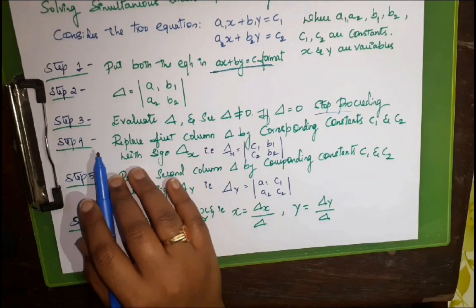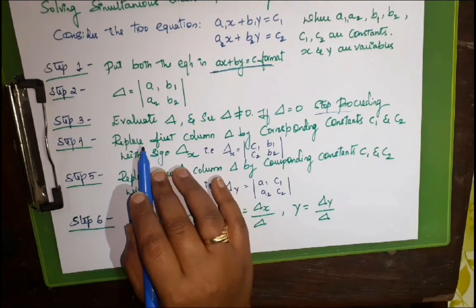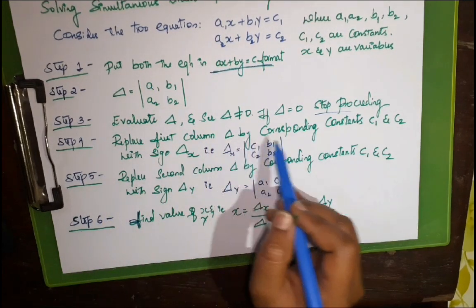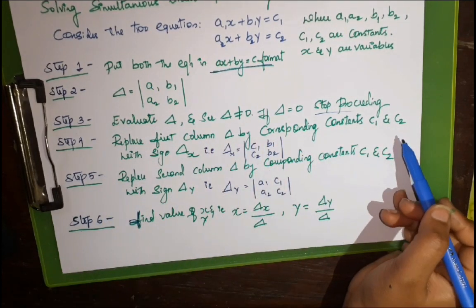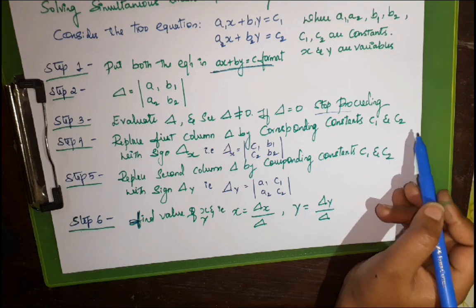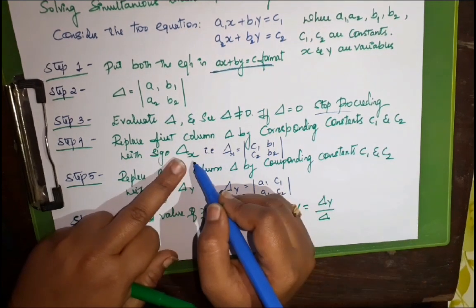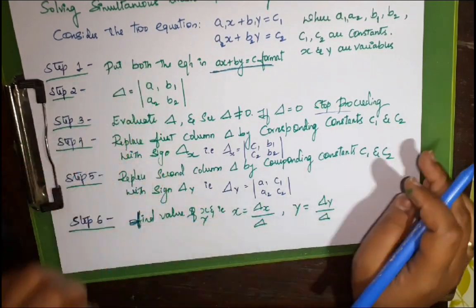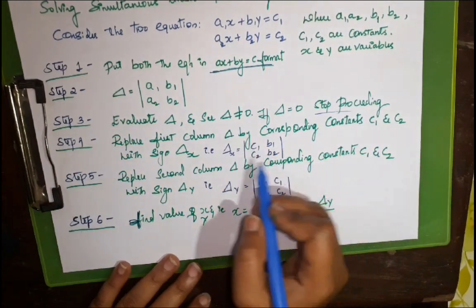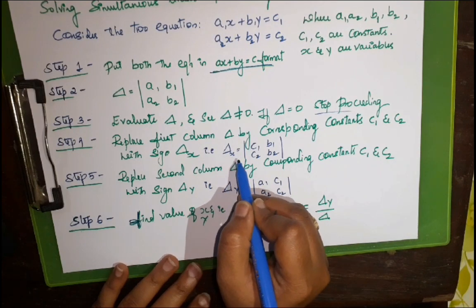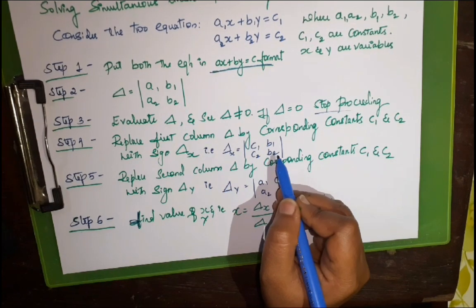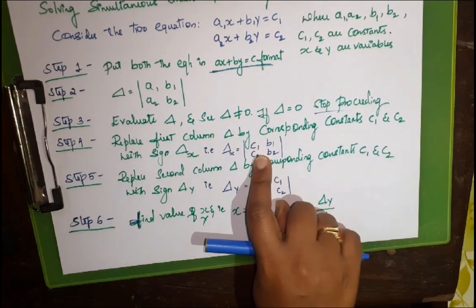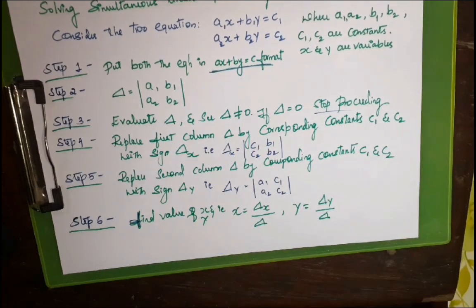Then the fourth step is we replace the first column of the delta by the corresponding constants, that is c1 and c2, and denote it as delta x. Look at this: delta x is equal to c1, c2, b1, b2. The second column we keep as it is. The first column is replaced with the constants.